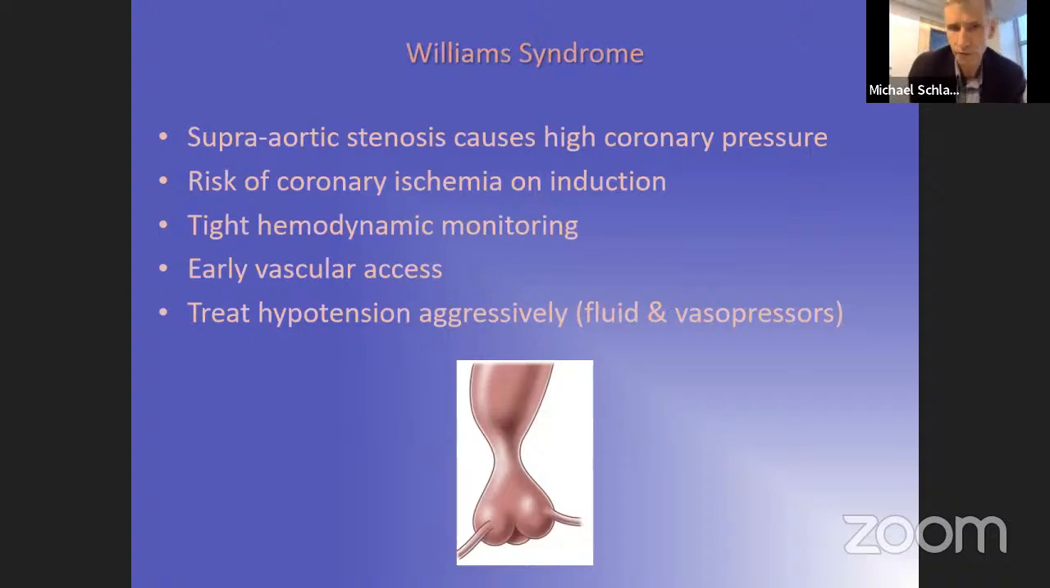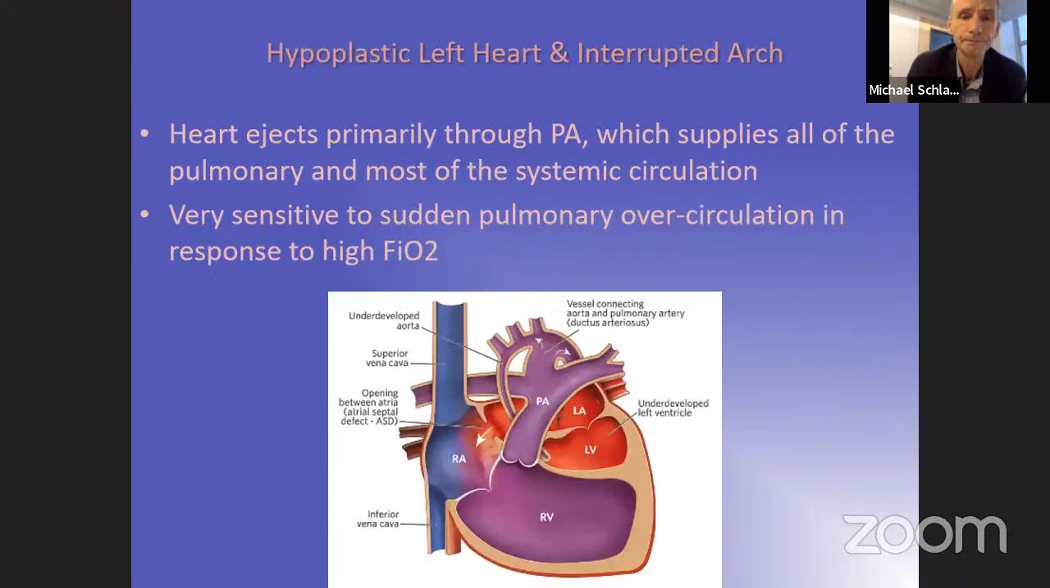This is a large variety of different lesions, but the one that is most important for anesthesiologists is the supravalvular aortic stenosis, because it pressurizes the coronary system. And those children that have a pressurized coronary system are very vulnerable to sudden drops in blood pressure, because the coronaries are used to seeing a high pressure. And if this pressure drops, they can become ischemic very quickly. In those patients, it is important to have tight hemodynamic monitoring, to establish IV access very early, and to treat hypotension aggressively. Next slide, please.